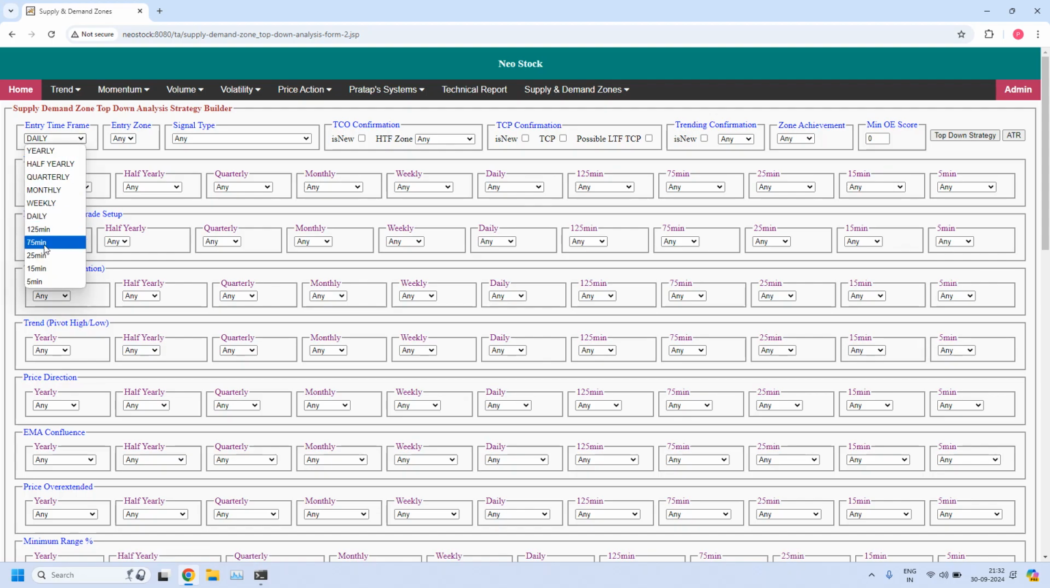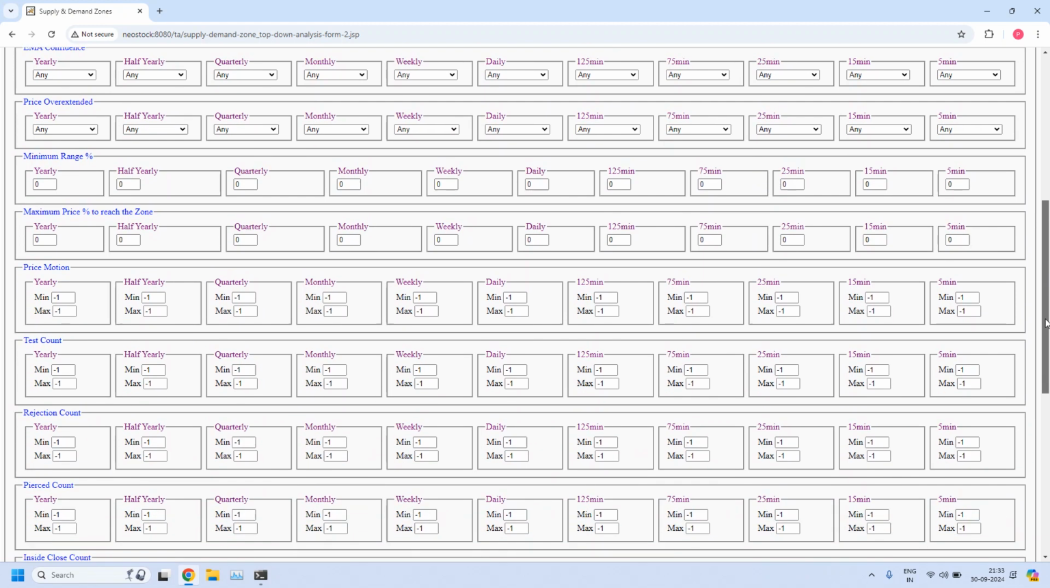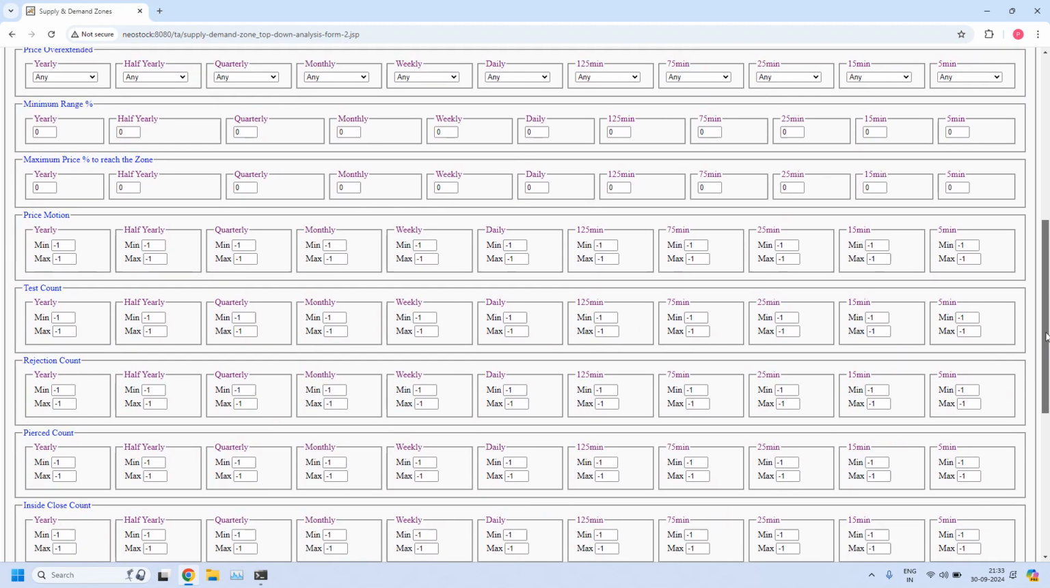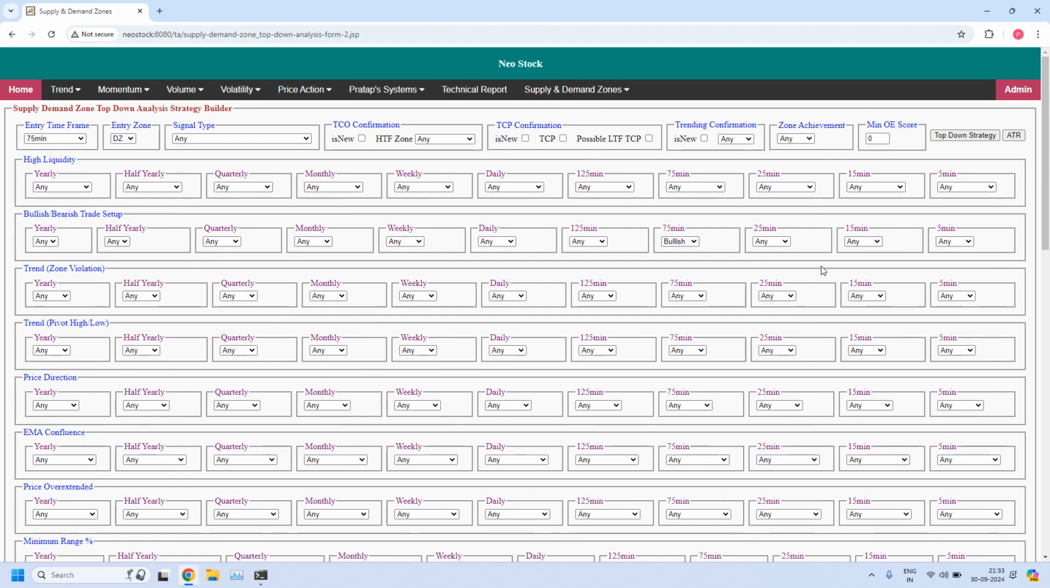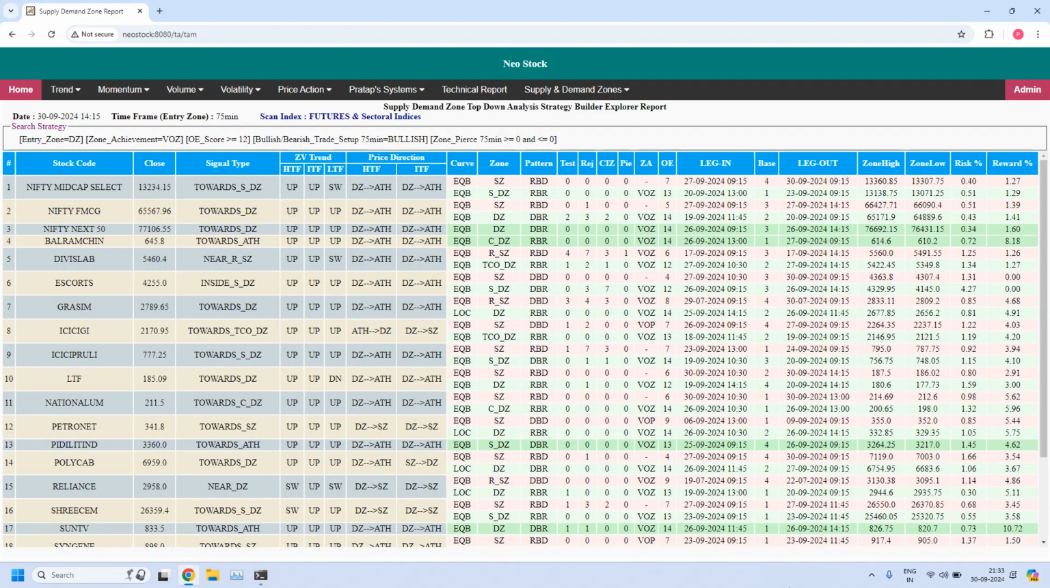So entry time frame is 75 minutes. Entry zone, demand zone. In bullish or bearish trade setup at 75 minutes time frame, I am selecting bullish. The 75 minutes demand zone should not be pierced. So in the 75 minutes time frame at pierced count, I am setting minimum value 0, maximum value 0. Zone achievement violated opposing zone. Minimum order enhances score is 12. All the 3 filters are applied to 75 minutes demand zone.